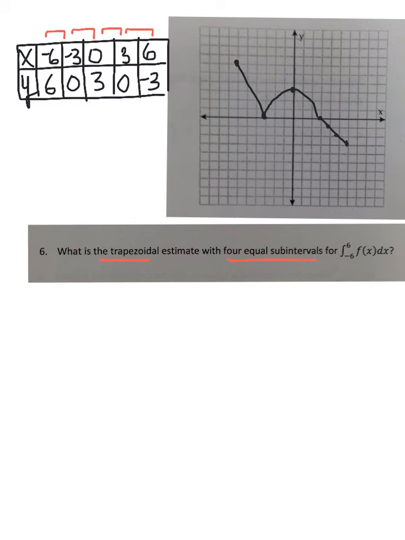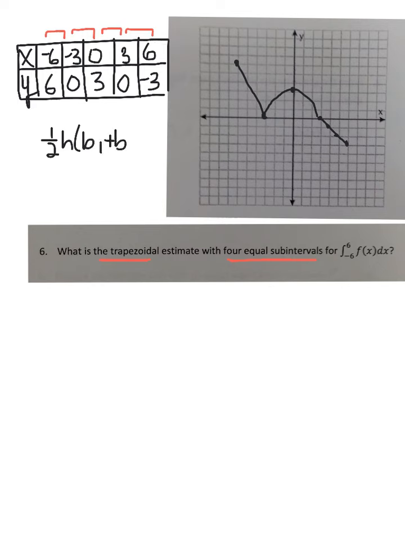Trapezoidal approximation for equal subintervals. You can see that I put my little subinterval brackets up there. Okay, and look at the width of each of these subintervals. They're all a width of 3. So on the trapezoid, that's actually going to be the height. Right, so remember we have 1/2 height, and then it's base 1 plus base 2.